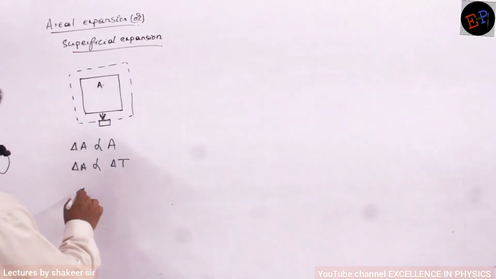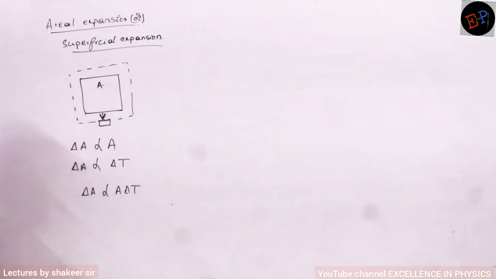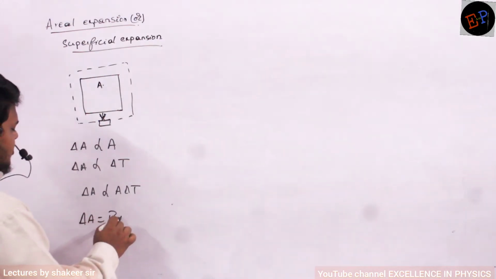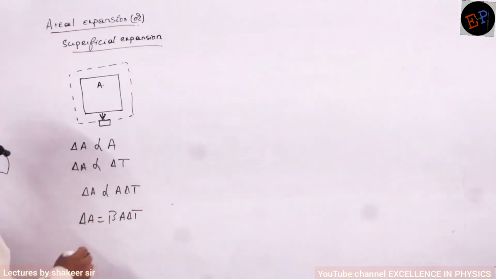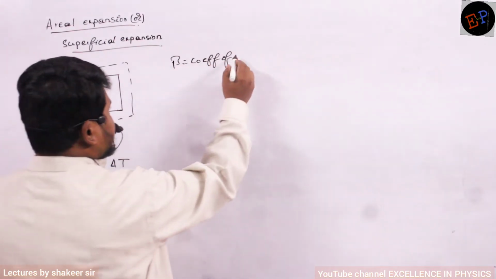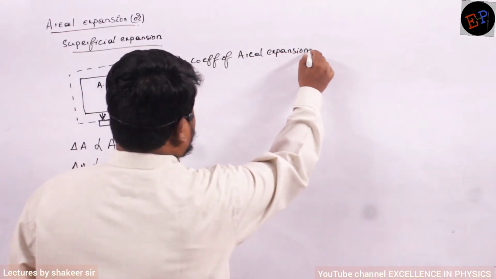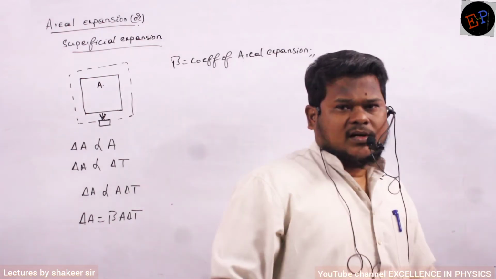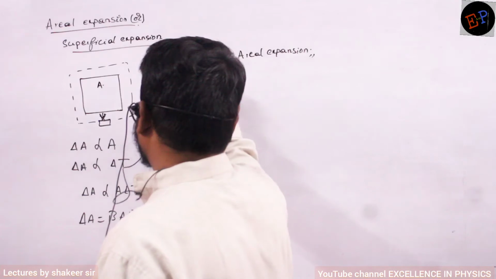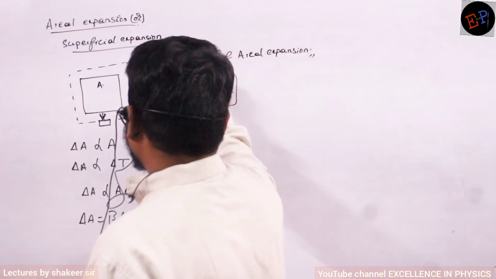Now if you combine both of them, what do I write? I can write delta A is proportional to A delta T. You are combining both of them. Now again I want to remove this proportionality symbol, then I have to write beta into A delta T. And what is meant by beta here? Beta is called the coefficient of aerial expansion or superficial expansion. In linear expansion we have used alpha, no? So here we are using beta. So therefore what is beta? Beta is equal to delta A divided by A delta T. This is the equation.